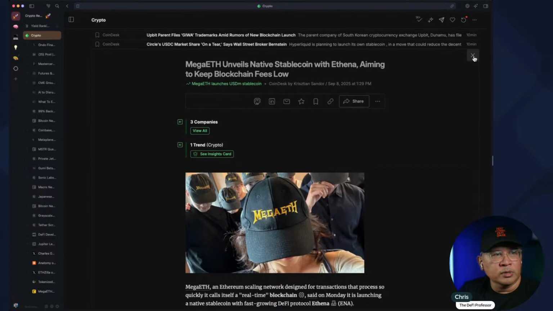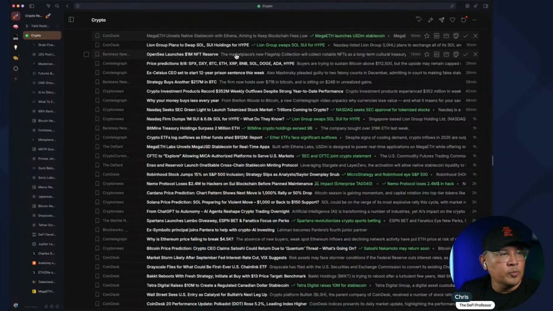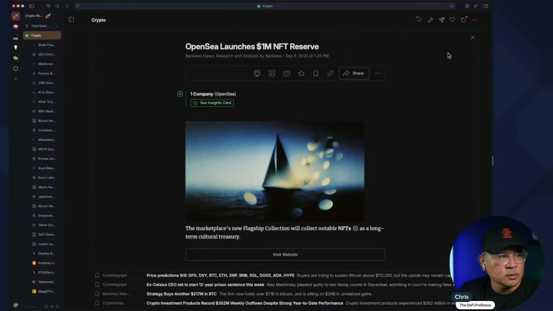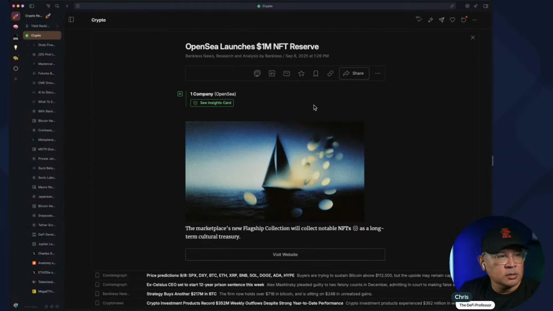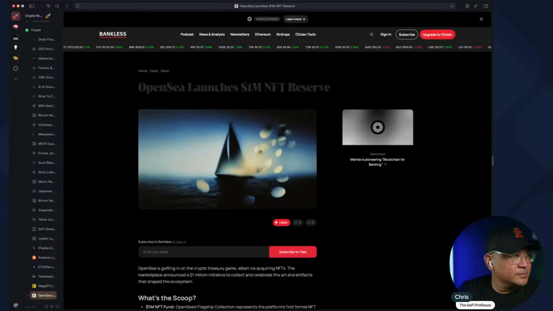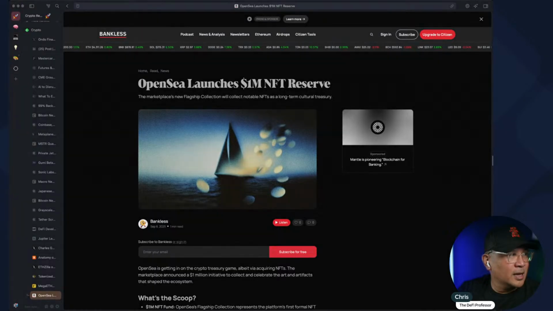It's a CoinDesk one, so whatever. OpenSea launches $1 million NFT reserve. I don't know what that means. Oh, they're creating some sort of digital asset treasury, but instead of Bitcoin, ETH, Sol, Hype, Pengu, XRP, or Tau, they're using NFTs. All right. I'm curious enough.